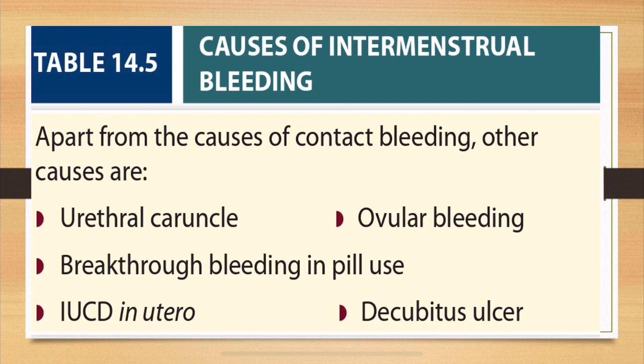So any bleeding from the genital tract is considered to be menorrhagia. Breakthrough bleeding in pill use: with people who use oral contraceptive pills, there is breakthrough bleeding. They do not want menses, but there is breakthrough bleeding in pill use. IUCD in utero: we saw the intrauterine contraceptive devices can also result in intermenstrual bleeding. Ovular bleeding can occur. And decubitus ulcers, which are bed sores, can turn out to be cancerous and then result in bleeding. These are the causes of intermenstrual bleeding.